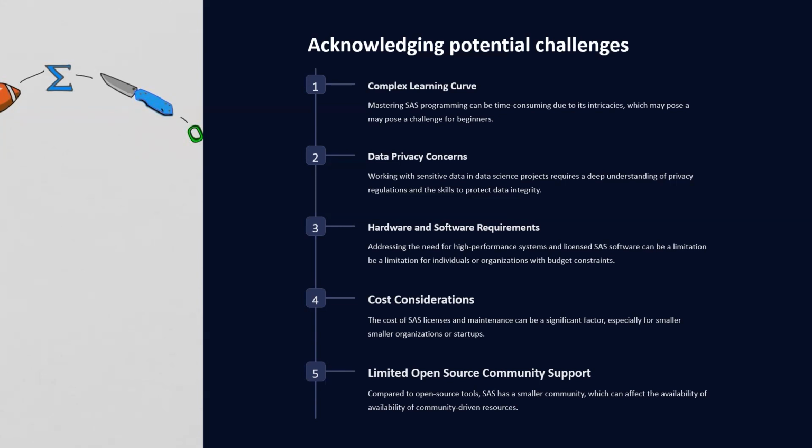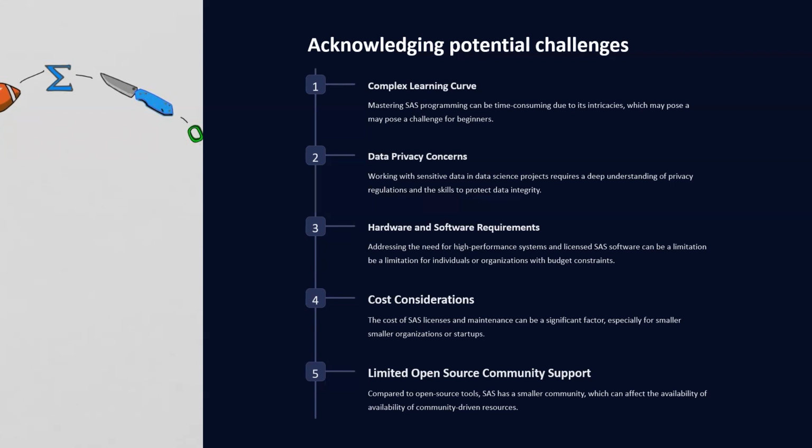Next, we have cost considerations. The cost of SAS license and maintenance can be a significant factor, especially for smaller organizations or startups. The challenge it poses is SAS is a proprietary software, and the licensing costs can be significant. The pricing model may include various components such as user license, modules, and maintenance fees. The impact it may have is that high licensing costs can be a barrier, particularly for small organizations with limited budgets. Cost considerations are crucial in the decision-making process, and organizations may need to weigh the benefits of SAS against its financial implications.